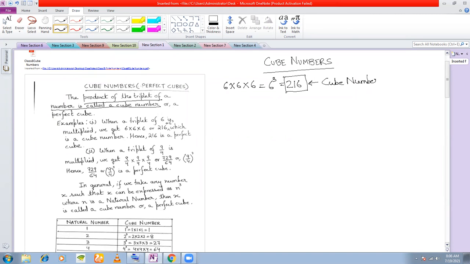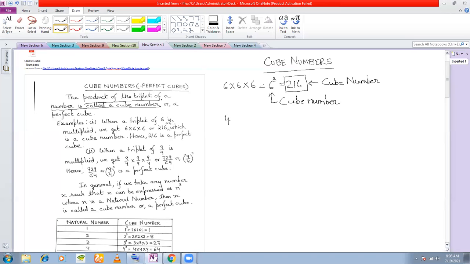Okay, or this is also called a cube number. So when a number is multiplied by itself 3 times, or when a triplet is multiplied, it is called a cube number, or also called a perfect cube. Just as you have perfect squares, when a doublet of numbers is multiplied, that is when a number is multiplied by itself, you call it a square number. Similarly, you define what we call a cube number. So 216 we call a perfect cube.